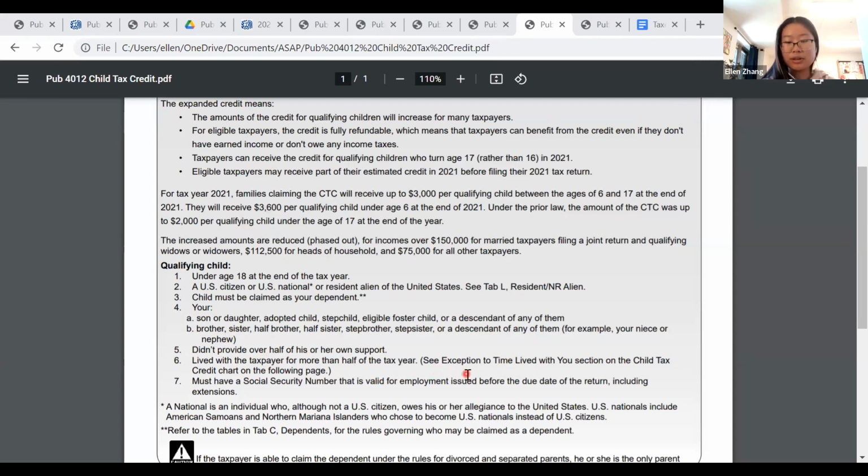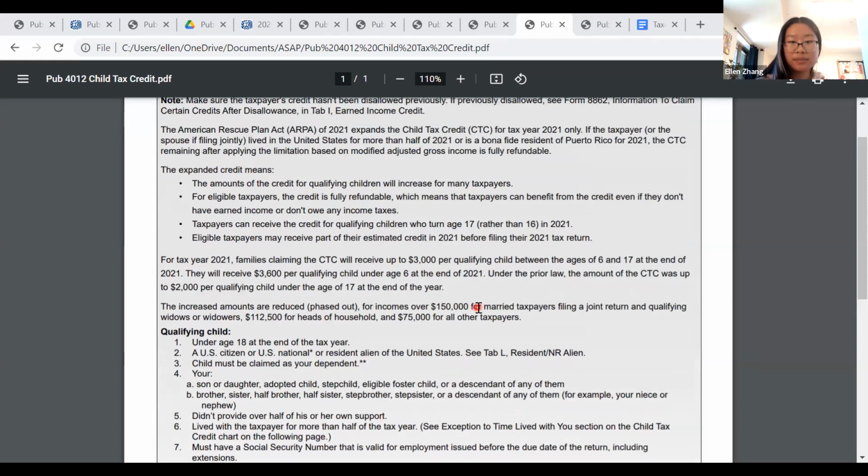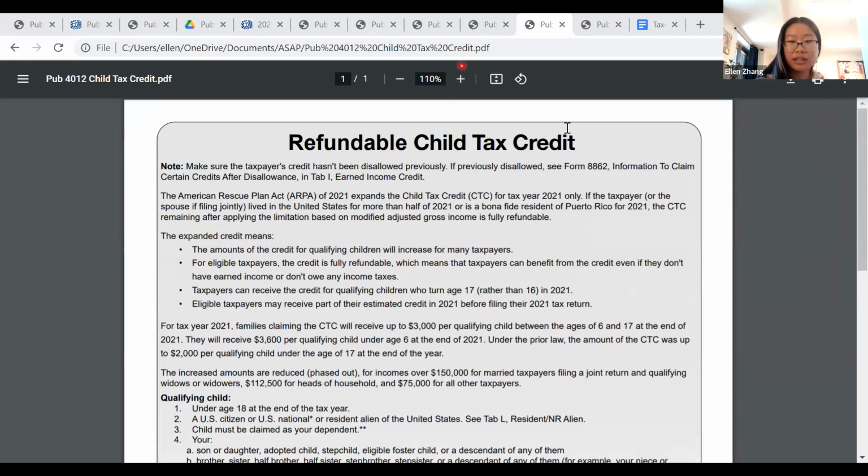That would count as temporary absences and would not factor into the living with you for more than half of the tax year requirement. And then lastly, your child must have a social security number that is valid. So if all of these things apply, then you have a qualifying child that you can use to claim their tax credit. So this is a very helpful chart, and it is available on the resources doc.